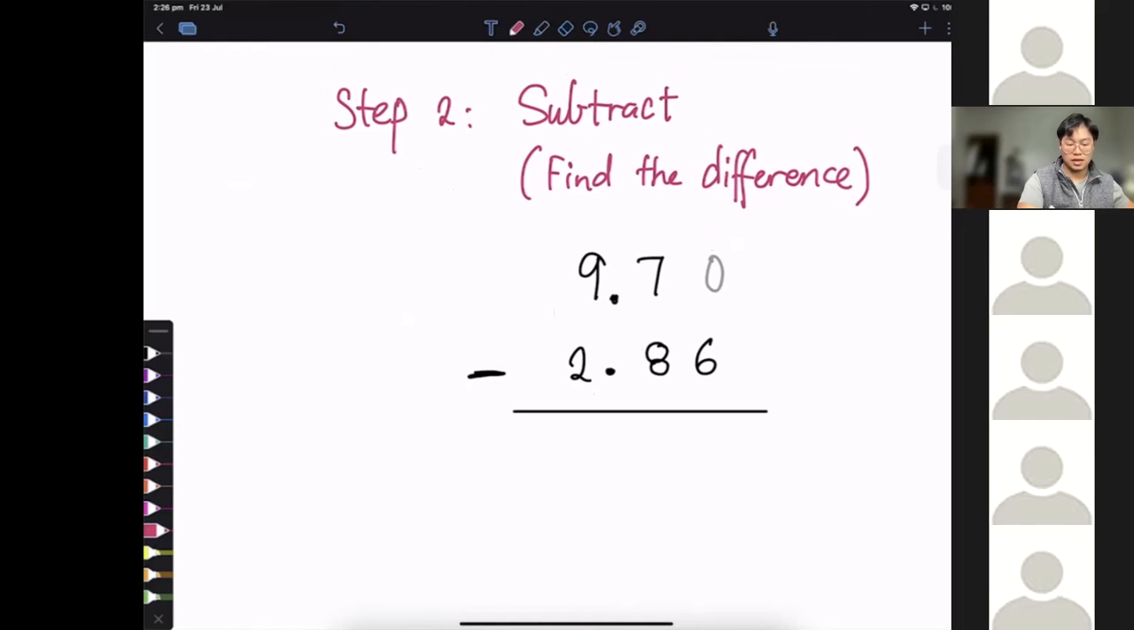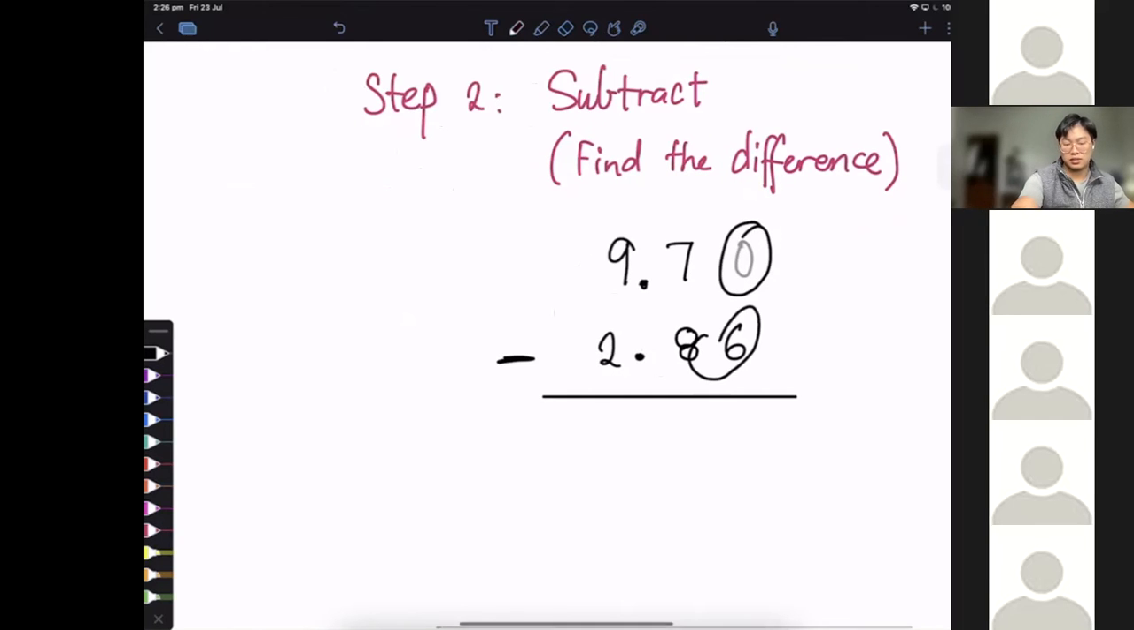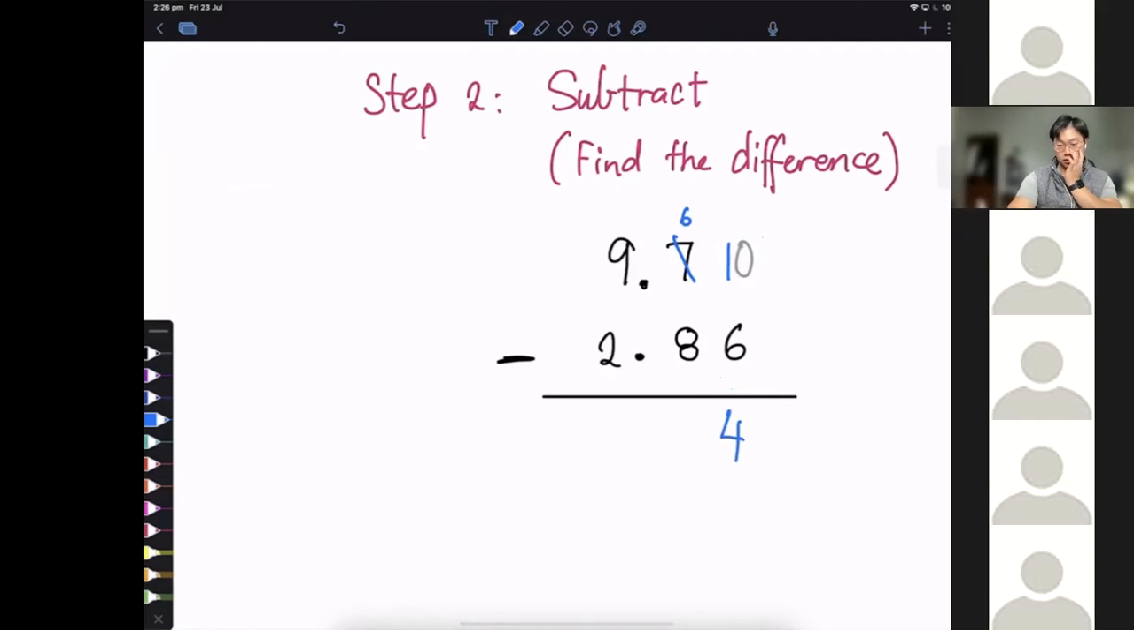0 minus 6. Angelina, can we do 0 minus 6? No, so it's going to be 6, right? So what do we have to do with a 0? Oh yeah, you cross out the 7. Yep. And then put 6 instead of the 7. And then you put the 1 to the 0. Yep. And then so it becomes 10. So what's 10 minus 6? 4. Fantastic.